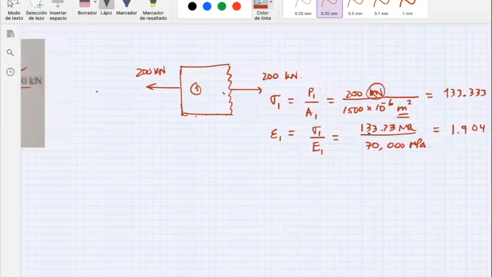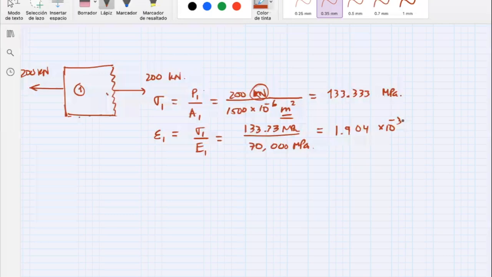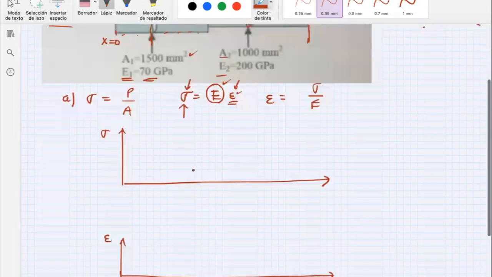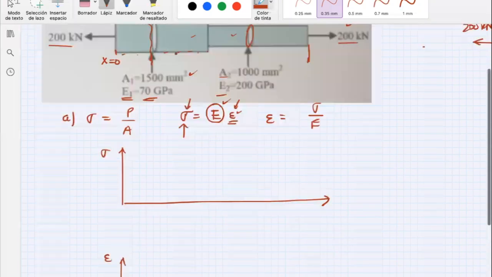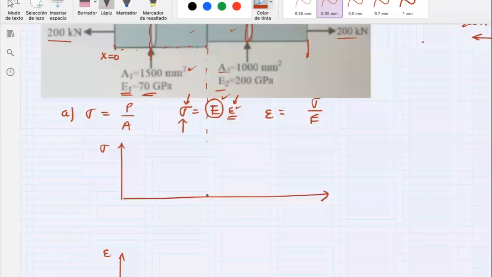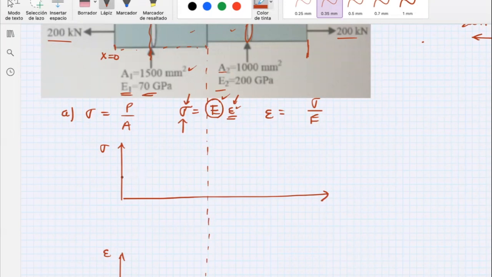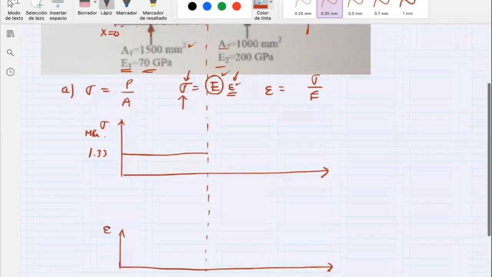The strain is length divided by another length, so it's a ratio of lengths. In this case, this is the strain, and therefore I have everything. So from here to this point, I'm going to put this line. All the way down here I have my 1.33, which is going to be in megapascals. Meanwhile, this one over here I'm going to put as 10 to the minus 3.